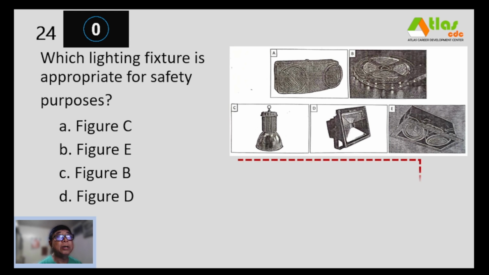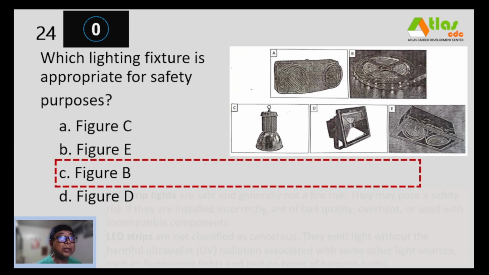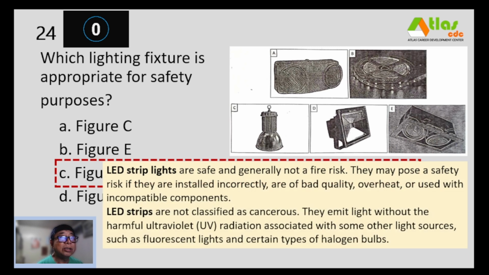And our correct answer is figure B. So LED strip lights are safe and generally not a fire risk. They may pose a safety risk if they are installed incorrectly, are of bad quality, overheat, or used with incompatible components. LED strips are not classified as cancerous. They emit light without the harmful ultraviolet radiation associated with some other light sources such as fluorescent lights and certain types of halogen bulbs. So ito yung LED strip lights.